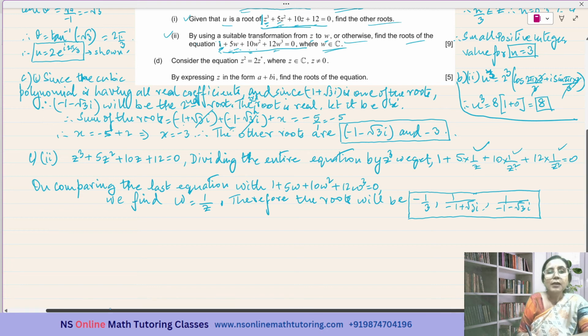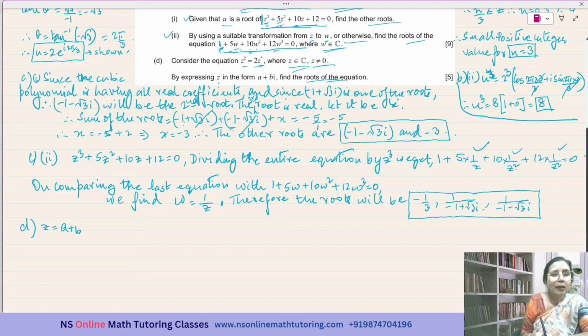Part D. Consider the equation z square equal to 2 times the complex conjugate of z, where z is a complex number and z is not equal to 0. By expressing z in the form of a plus bi, find the roots of the equation. It is containing 5 marks. I don't have much space remaining, let me see if I can complete over here. So I am taking z to be equal to a plus bi.